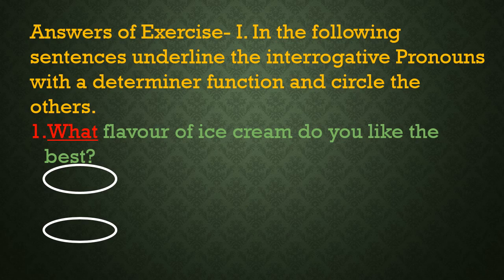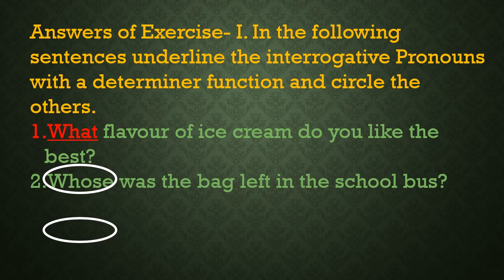In the second sentence, whose was, as whose is followed by the verb, not the noun. So understand that when there is a noun written after the interrogative word, then it is called a determiner function. But when it is followed by the verb, then it is not. So the second sentence doesn't have a determiner function. Whose was the bag left in the school bus does not have a determiner function. So you can circle whose.